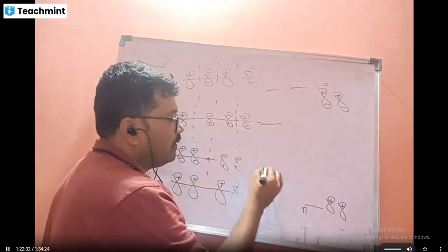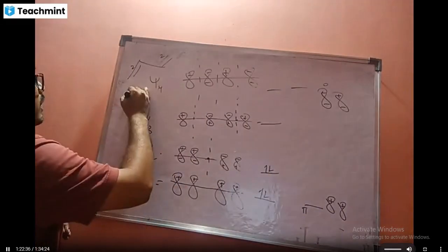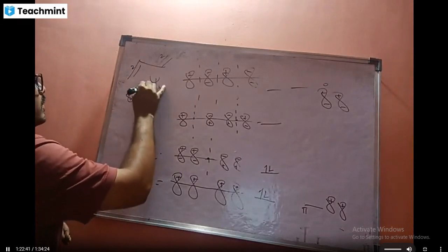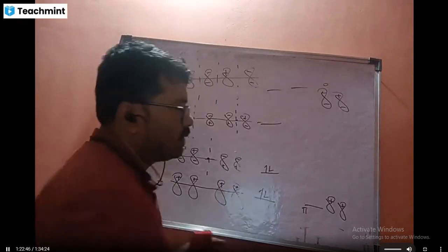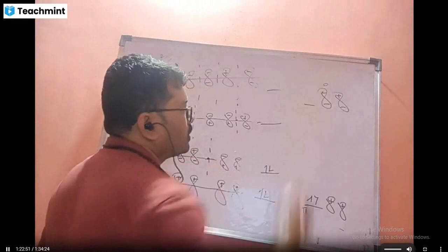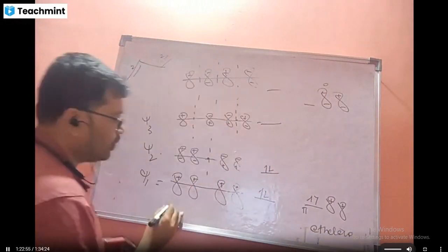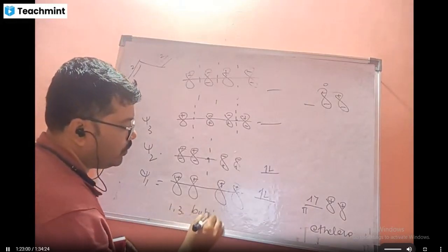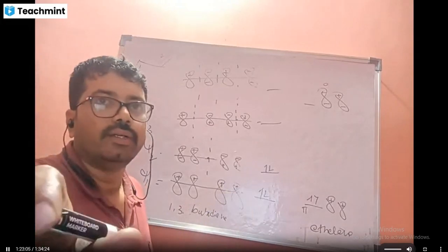How many electrons are there in butadiene? Here 2 electrons, here 2 electrons. A double bond means 2 electrons. In ethylene there are only 2 electrons. This is antibonding. This is ethylene. This is 1,3-butadiene, the molecular structure. The bonding.